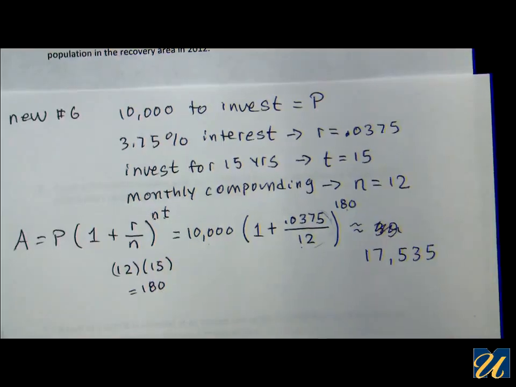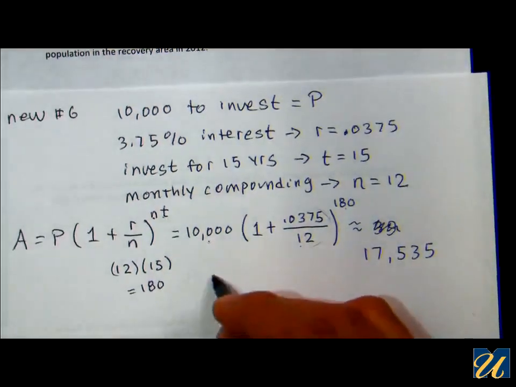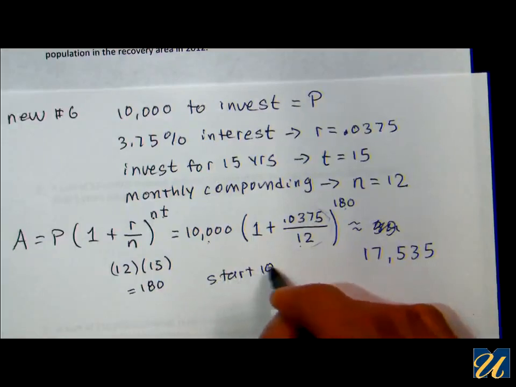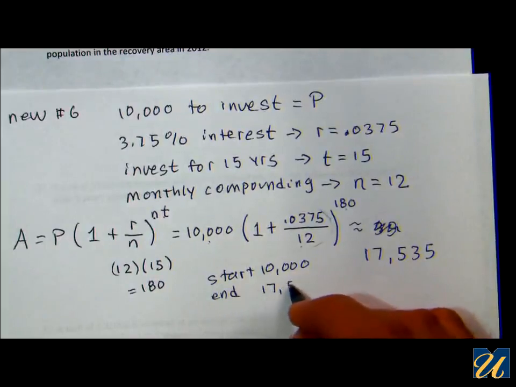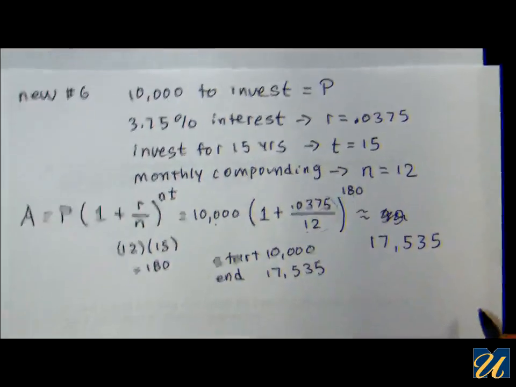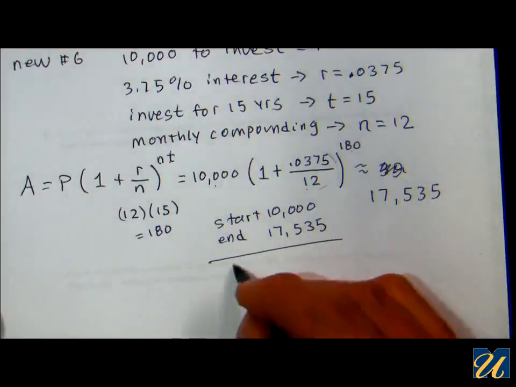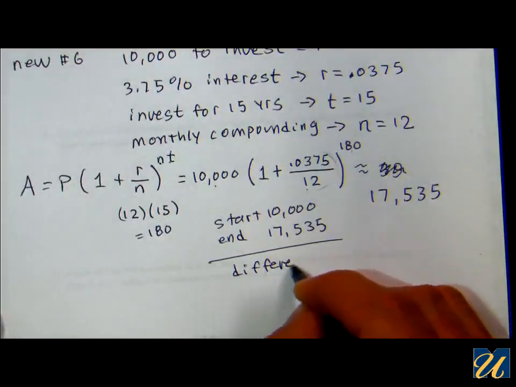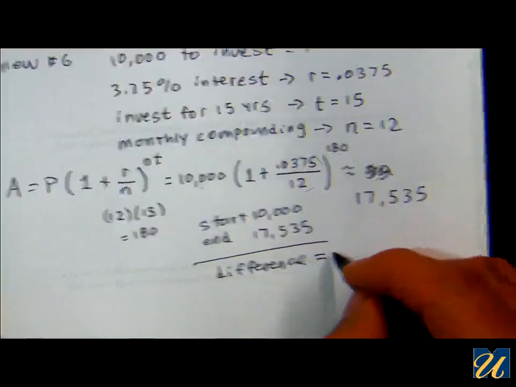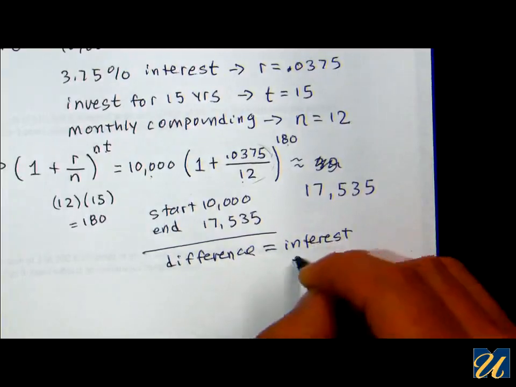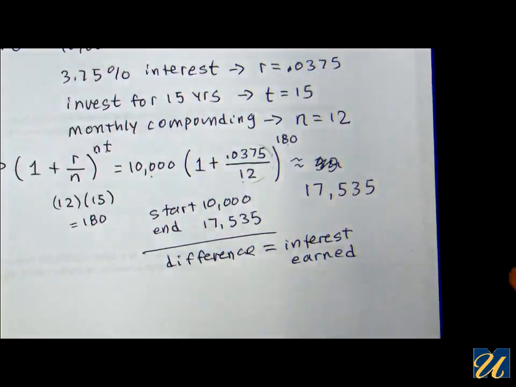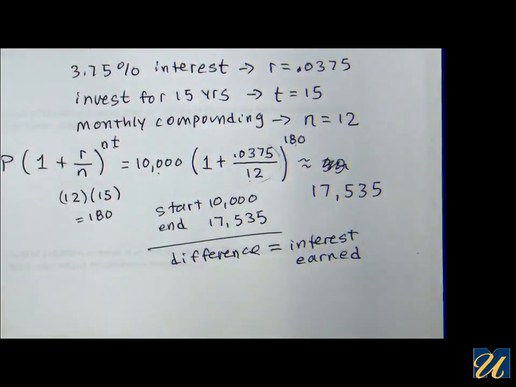Notice, as I said in the PowerPoint slide, if you start with 10,000 and you're ending with 17,535, the difference between the two is interest earned. That's not bad, $7,535 for allowing the bank to use your money for a 15-year time period.